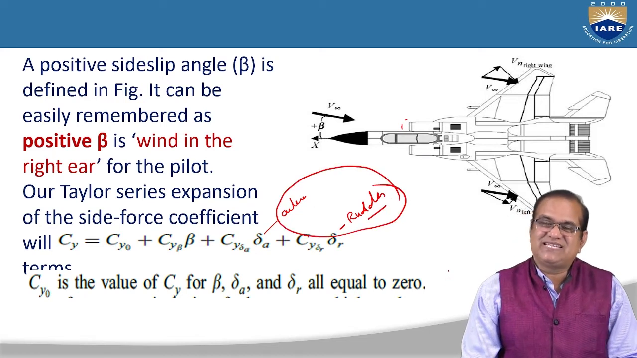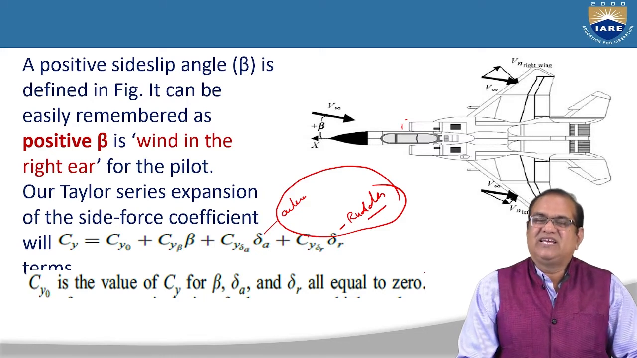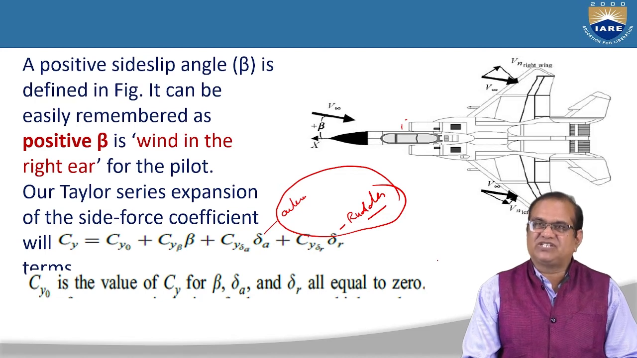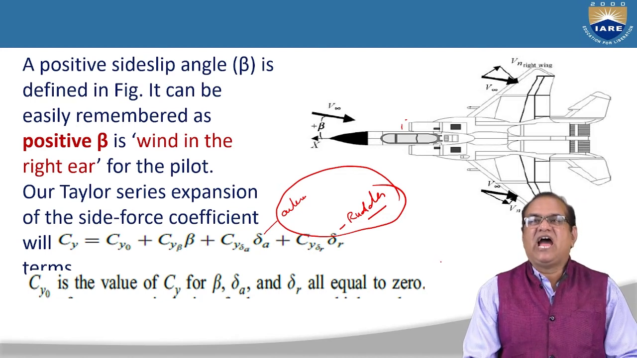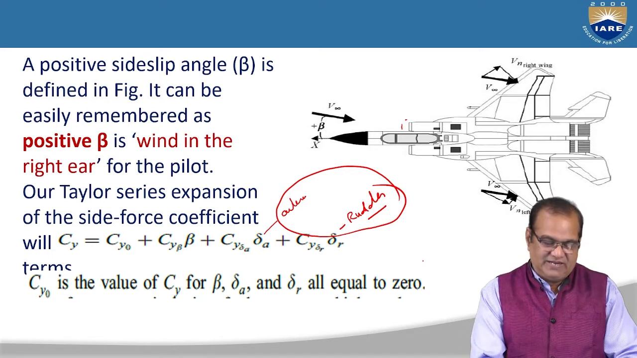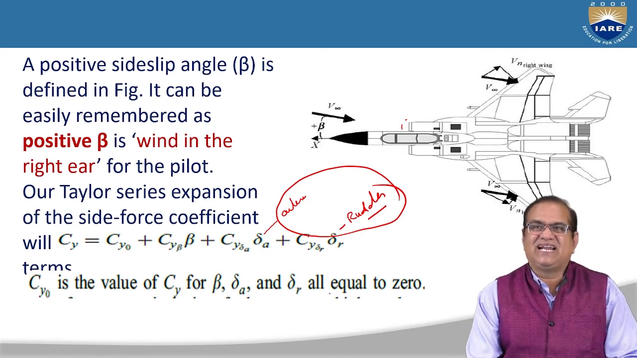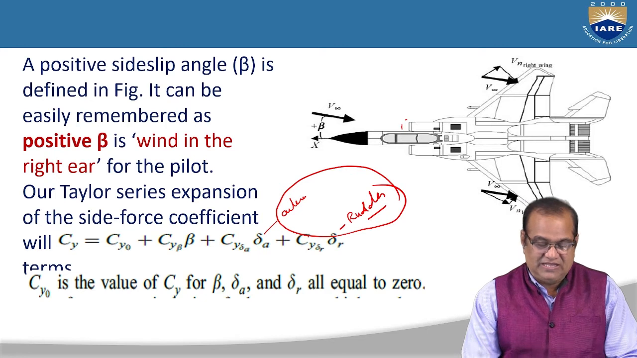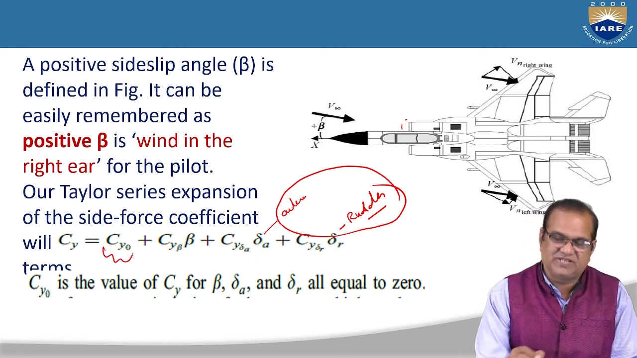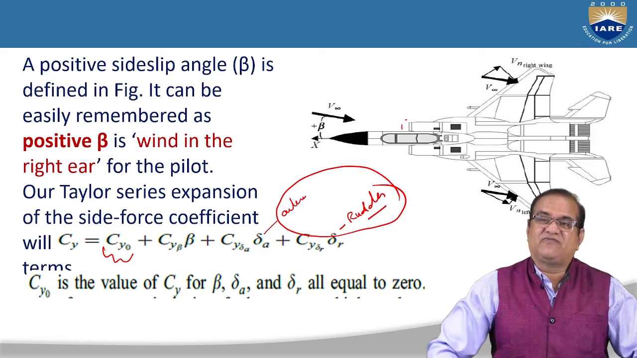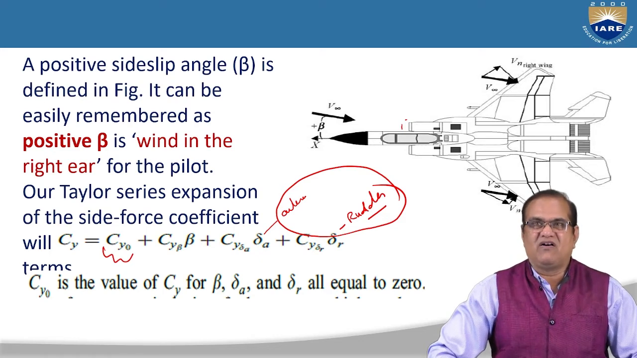So always in this lateral and directional study, the angle of aileron deflection and the rudder deflection have to be considered in each case. Here Cy naught is the value of Cy when beta, delta A, and delta R are all equal to zero. The value which we are getting is Cy naught. It is the coefficient of side force at zero angle of attack.